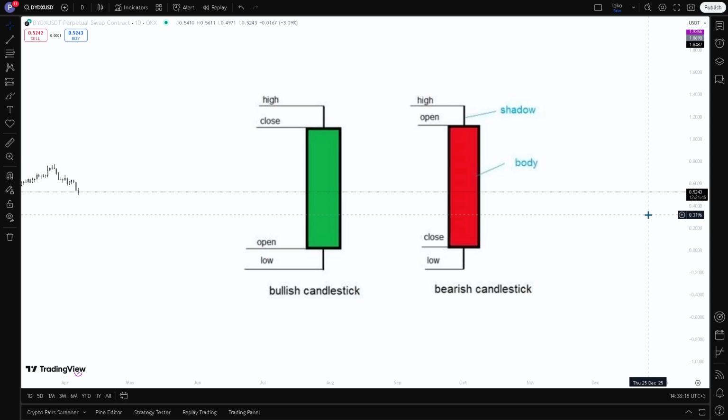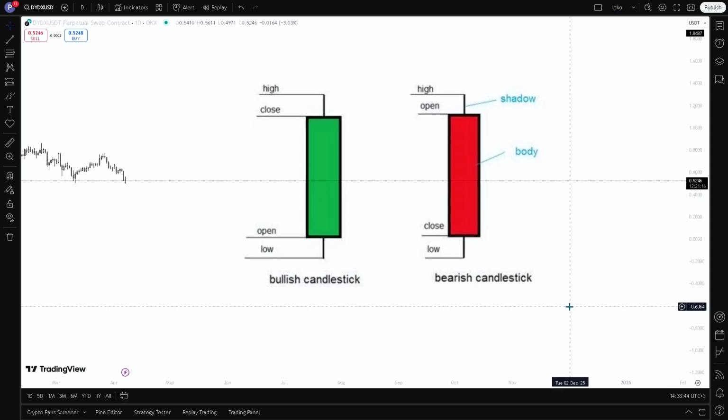So let's take one single candlestick and zoom in on it. Each candle is built from 4 key price points. We've got open, the price where the time period started, close, the price where it ended, high, the highest price during that time, and low, the lowest price the market reached. If the candle is green, that means the price closed higher than it opened. In other words, buyers were stronger. They pushed the price up. If it's red, a bearish candlestick, the opposite is true. That means the price closed lower than it opened and sellers were in control.